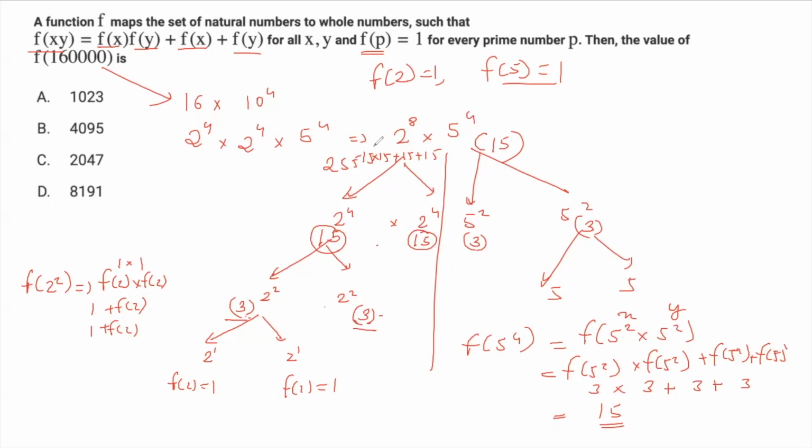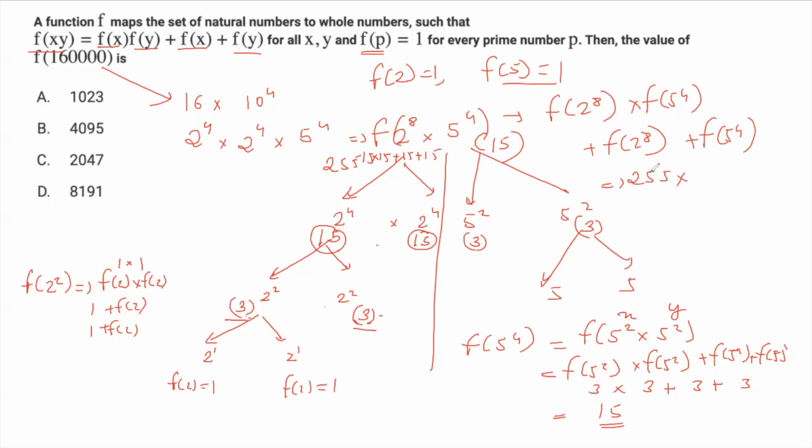The number here is f of 2 raised to 8 into 5 raised to 4. This will be f of 2 raised to 8 into f of 5 raised to 4 plus f of 2 raised to 8 plus f of 5 raised to 4, right? We know all these values. f of 2 raised to 8 we have found as 255 and f of 5 raised to 4 we know is 15. So it is 255 into 15 plus 255 plus 15. Multiplying 255 and 15 and adding these two to the answer, we have the final value.